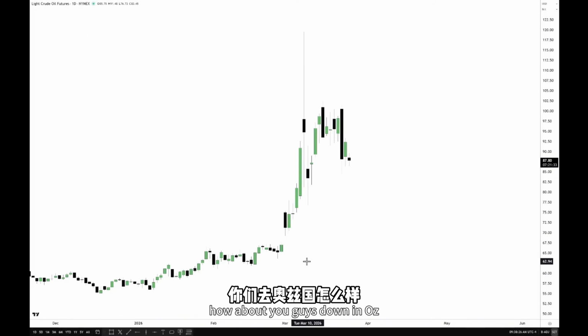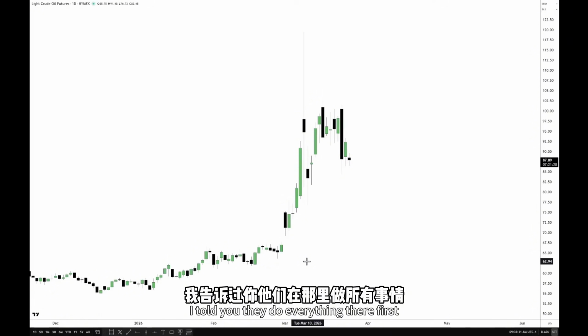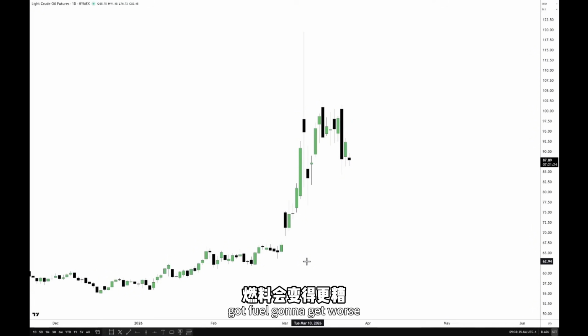If you haven't already noticed. How about you guys down in Oz, over there in Australia? I told you they do everything there first. Hard to find some gasoline, isn't it? Got fuel? It's going to get worse. It's going to spread just like COVID did. That's going to start spreading around. Okay, so just be mindful.